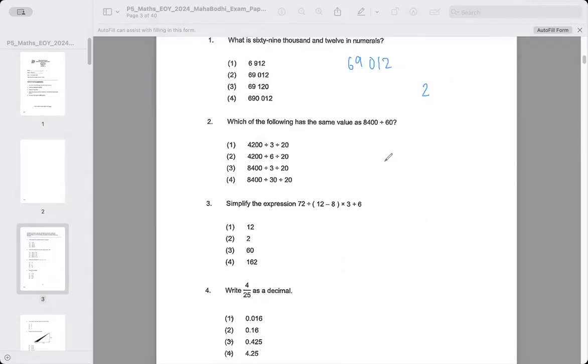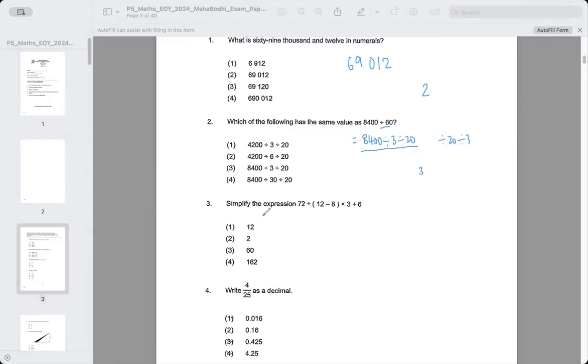Question 2. Which of the following has the same value as 8,400 divided by 60? So for this one, the 8,400 will still remain. And then for the divide by 60, I have to split it. So this divide by 60, I can either split it into divide by 3, divide by 20, or you can change it to divide by 20, divide by 3. Because 20 times 3 is 60, 3 times 20 is also 60. So based on your option, they are looking for this one. So your answer will be option 3.